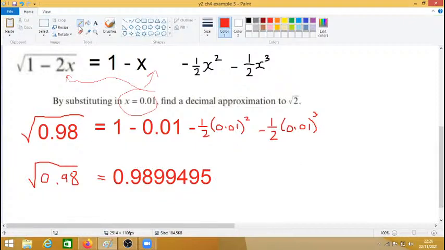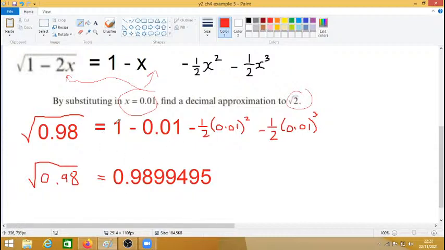So now, actually, I think that's the exact answer there, so that's fine. So now, what was the question? The question didn't just want us to do the substitution. That was the first bit of the question. The real question was: find a decimal approximation to the square root of 2. That's what we're really trying to find out, a decimal number that we can say is very, very close to the square root of 2.